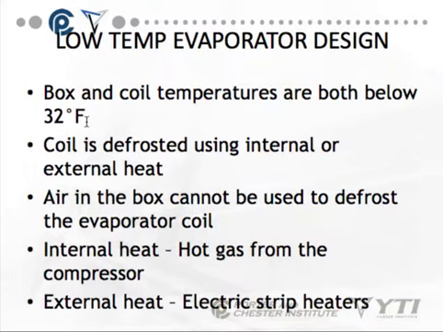Okay, then we have a low temperature evaporator design. The box and coil temperatures are both below 32 degrees Fahrenheit. The coil has to be defrosted using internal or external heat. Once we have a box temperature below 32 degrees, we can no longer use the air in the space itself to defrost the evaporator coil. By internal heat, we mean hot gas from the compressor. By external heat, we mean electric strip heaters that are mounted to the evaporator coil itself.